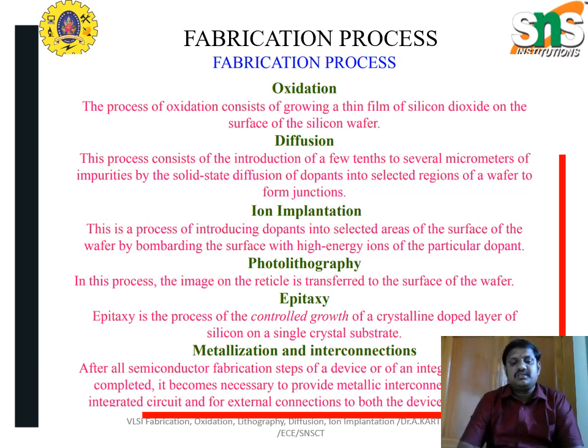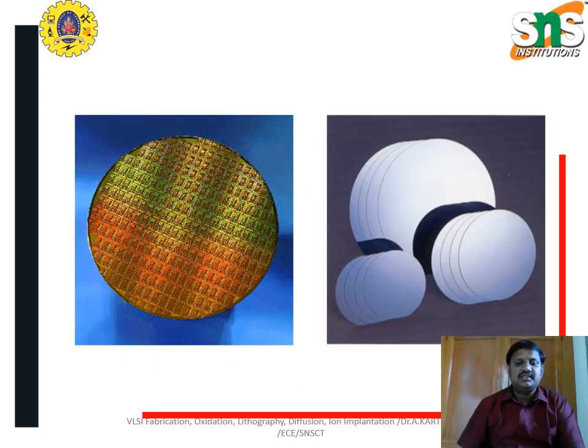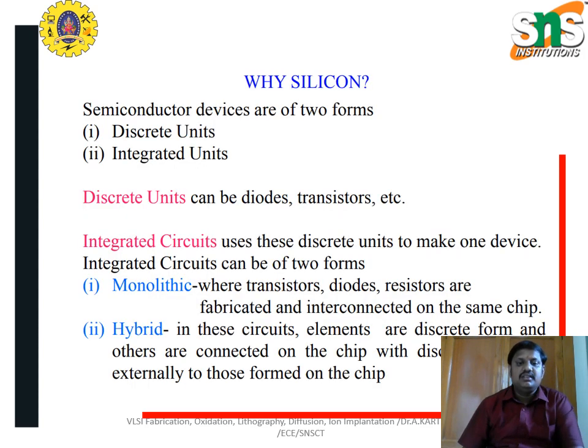Metallization and interconnections are semiconductor fabrication steps in device manufacturing, necessary to provide the metallic interconnections and external connectivity of integrated circuits. Both devices will be interlinked. This is the process. Another step in the fabrication process is the silicon: from silicon sand, a layer is formed, and after the layer is cut, it becomes a discrete unit.